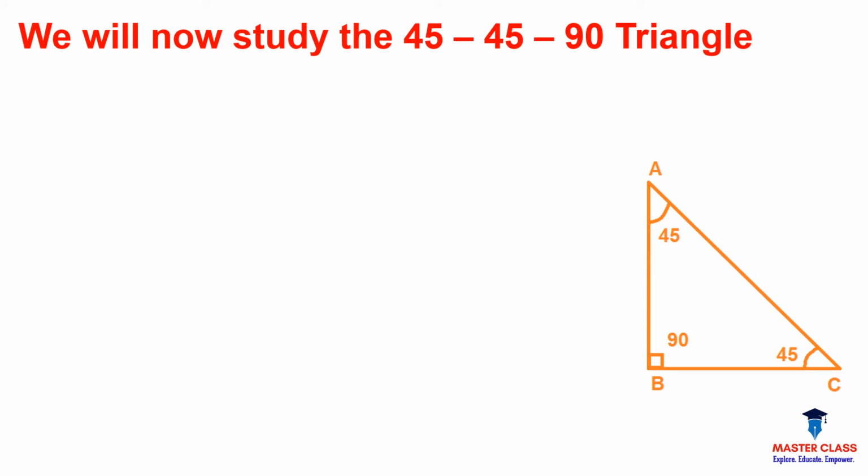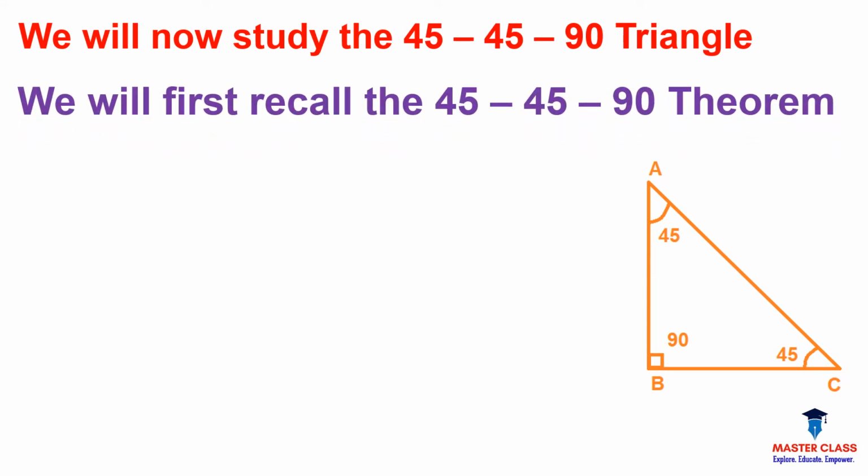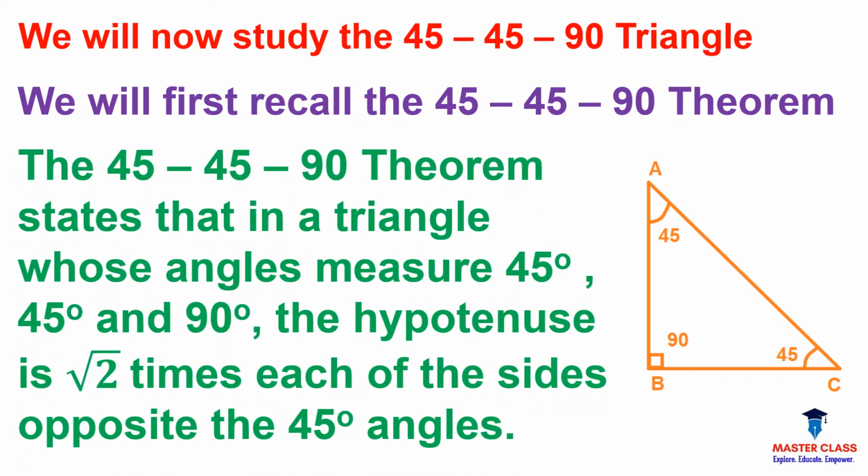We will now study the 45, 45, 90 triangle. We will first recall the 45, 45, 90 theorem, which tells us that in a triangle whose angles measure 45 degrees, 45 degrees and 90 degrees, the hypotenuse is root 2 times each of the sides opposite the 45-degree angle.